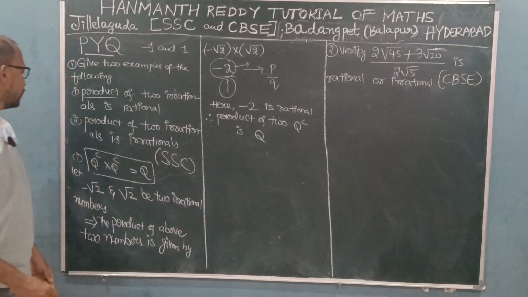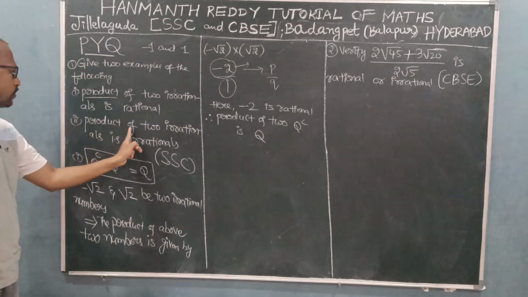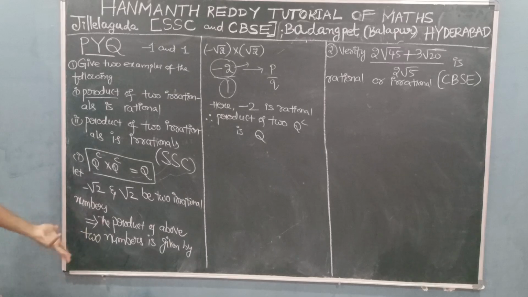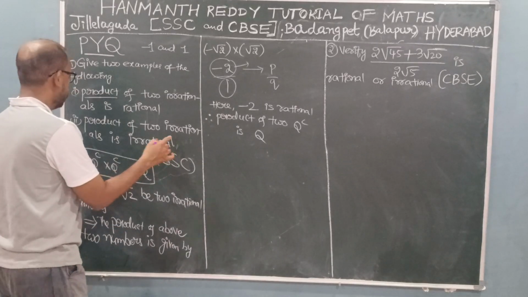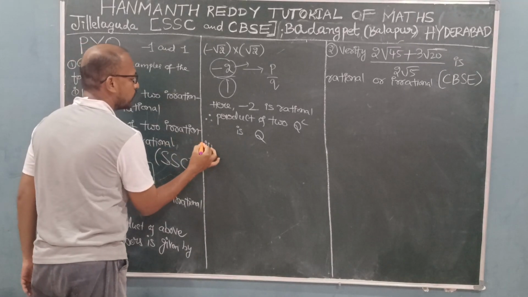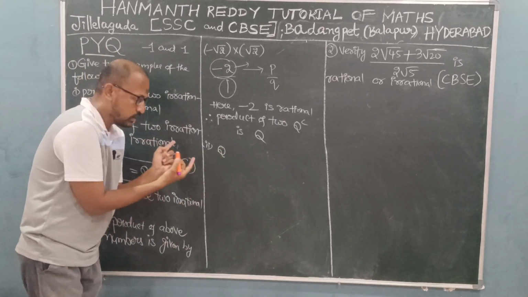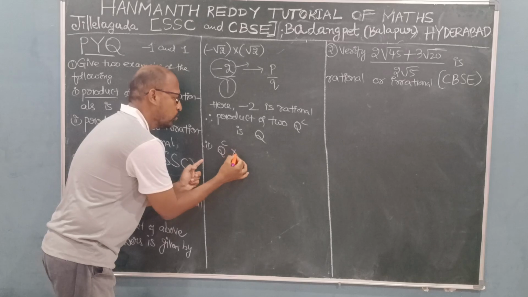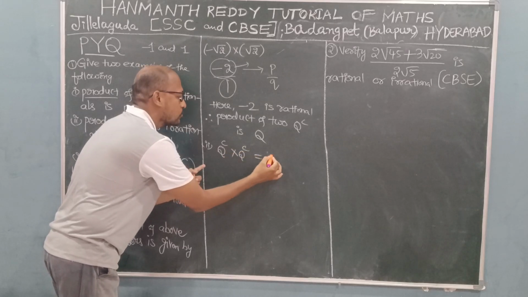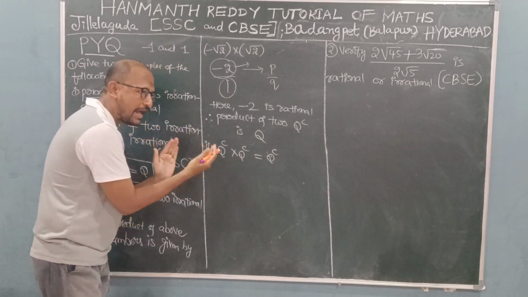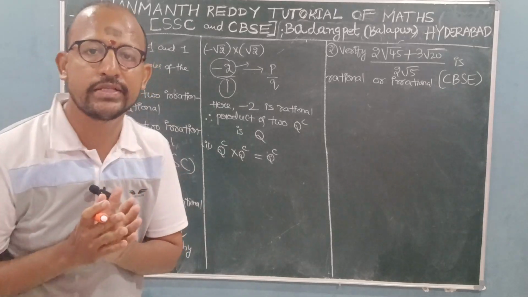Similarly, now go for the second example: product of two irrationals is irrational. So for question number 2, take any two irrational numbers. The meaning of that question is irrational number into irrational number, and the answer also must be irrational. He is asking to give such an example.